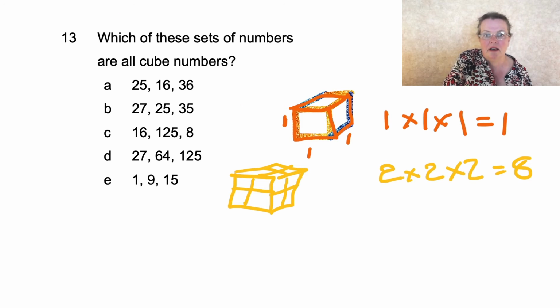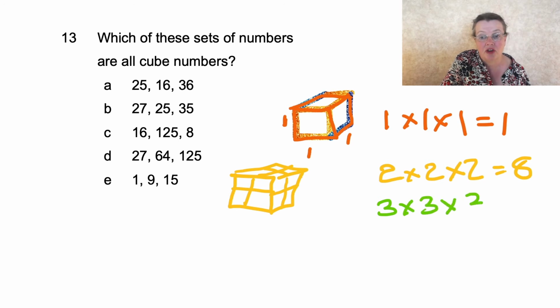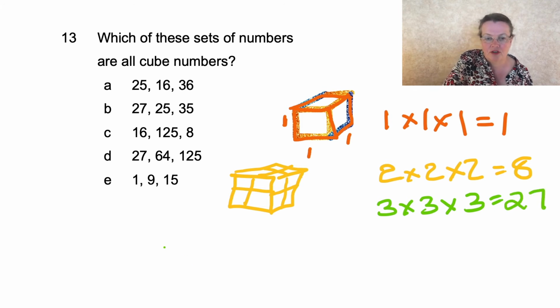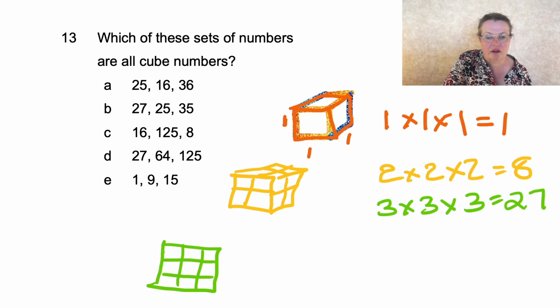Now let's try the next one. That would be 3 times 3 times 3, which, 3 times 3 is 9. Well done. Times 3 is, good, 27. Let's draw it out. It looks like a Rubik's Cube. There we are. 3 lots of 3 on the front. 1, 2, 3. 3 lots of 3. And then we make it 3 deep. And once again, it will make a cube.